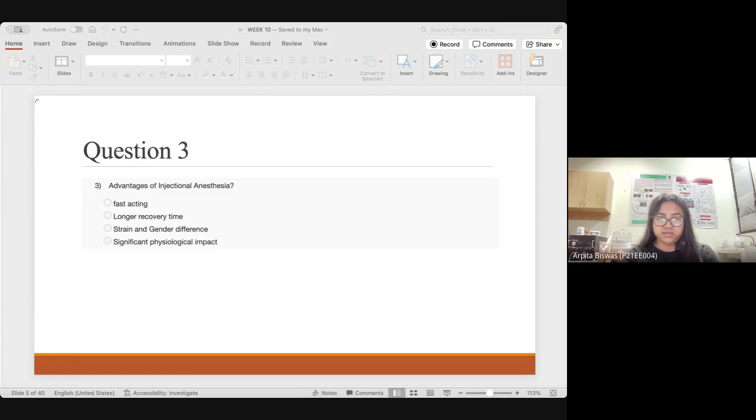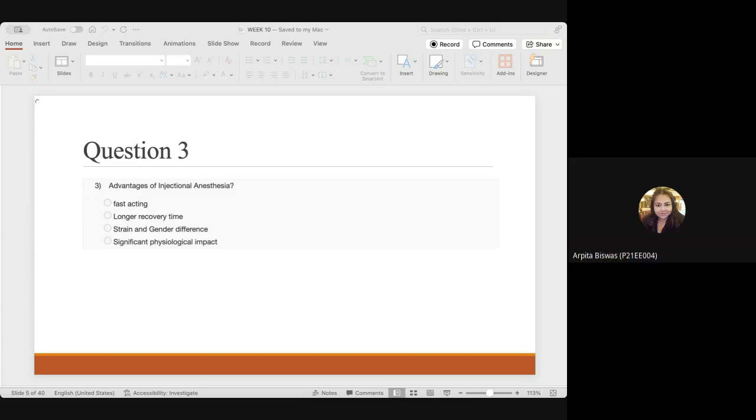So the question is advantages of the injectional anesthesia. So the right option is option A, fast acting. Okay. So next move toward question number 4.